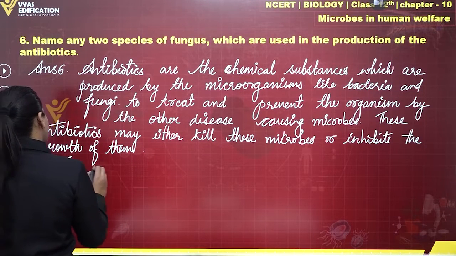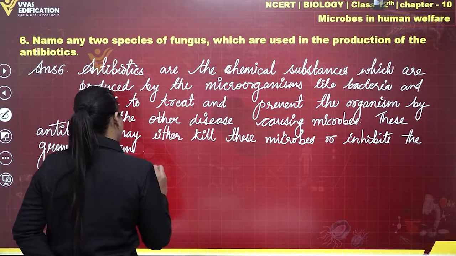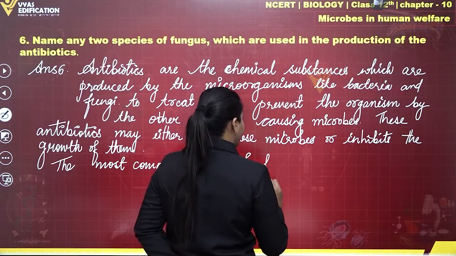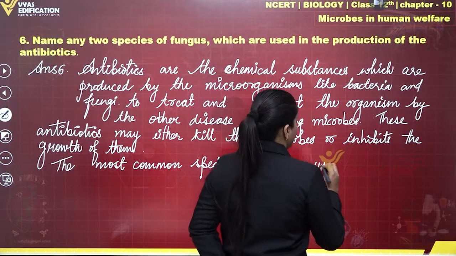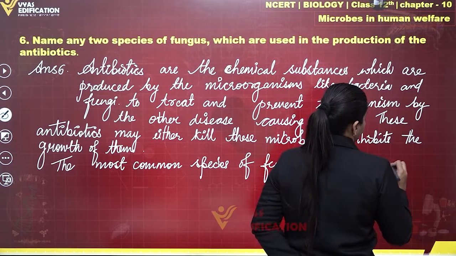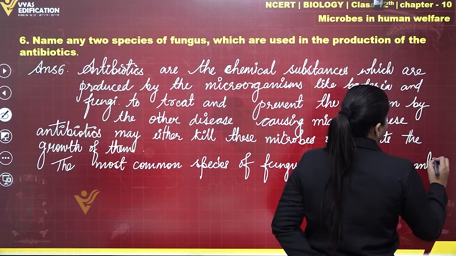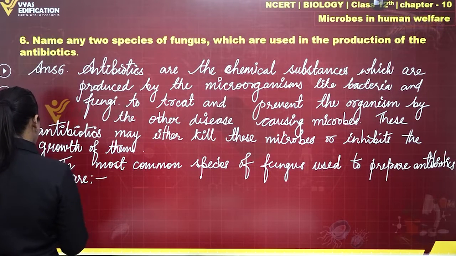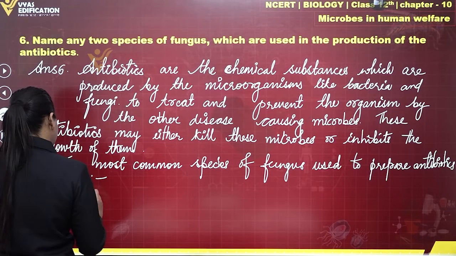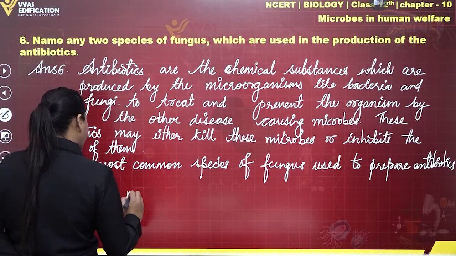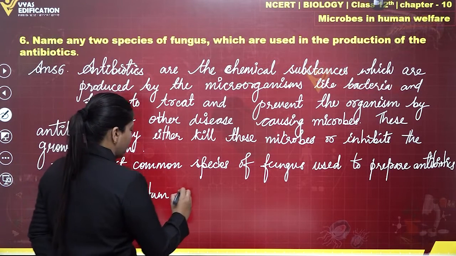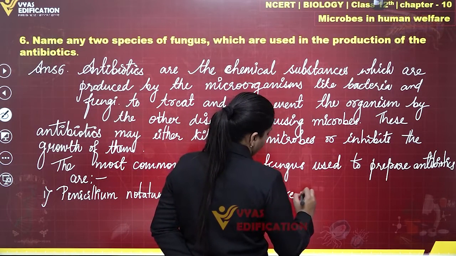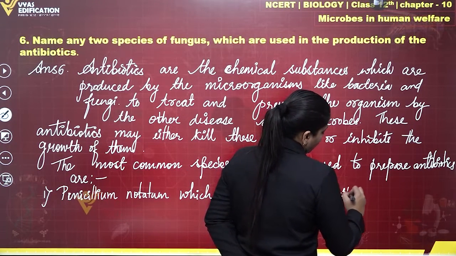Now the most common species of fungus used to prepare antibiotics are number 1, Penicillium notatum, which is the source of penicillin, which is an antibiotic.